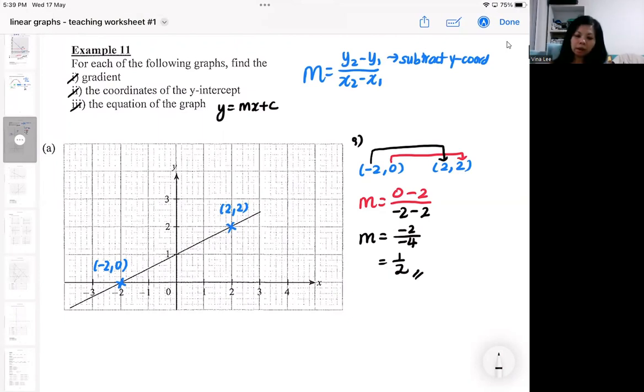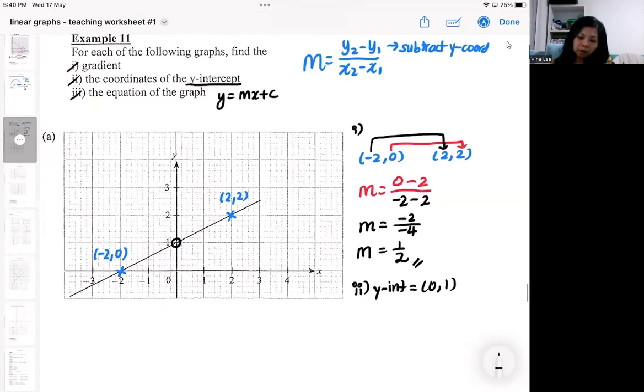So the first part, I calculate the gradient. The gradient will be the number beside x later on. But I need to check the y-intercept, the coordinate of the y-intercept. So this is the y-intercept. It is flying up at this point. So the y-intercept is actually 0, 1.